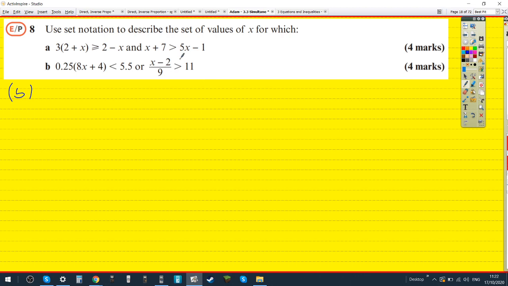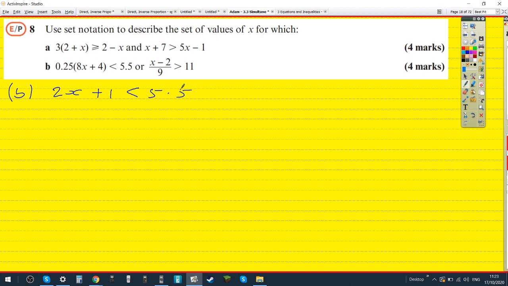0.25 times 8 x plus 4, less than 5.5. So you multiply everything in the bracket first on the left. Okay. So it'd be 0.25 multiplied by 8, which would be 2x. And then 0.25 multiplied by 4, which would be 1. So 2x plus 1 is less than 5.5.